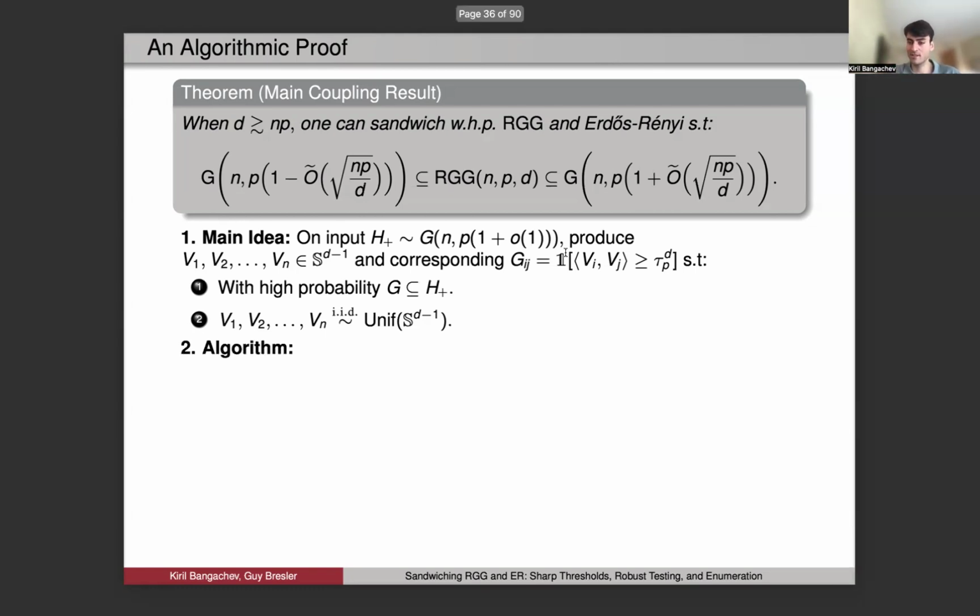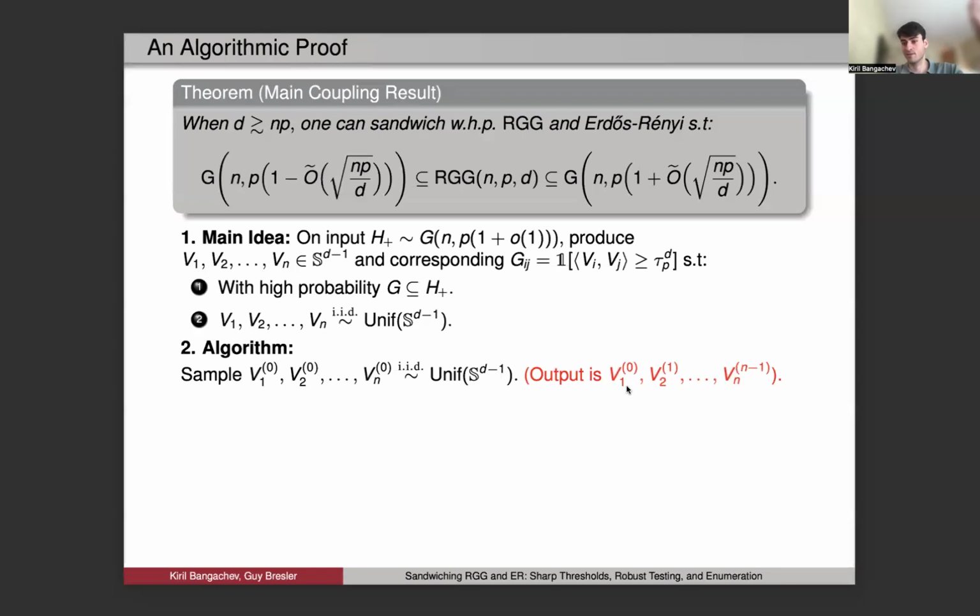So how do we do this? What is our algorithm? We start by sampling n independent uniformly random feature vectors on the sphere. These will not be the vectors that we output. The vectors that we output are V1 with a subscript 0, V2 subscript 0, up to Vn minus 1 subscript 0. And we will produce those by going iteratively over our edges and modifying them. So specifically, we go in lexicographic order. So A is the vertex with the higher index, and then B with the lower index.